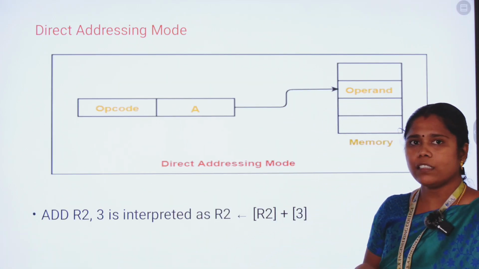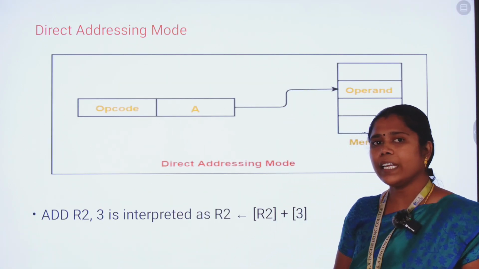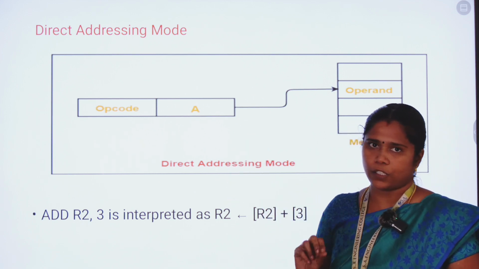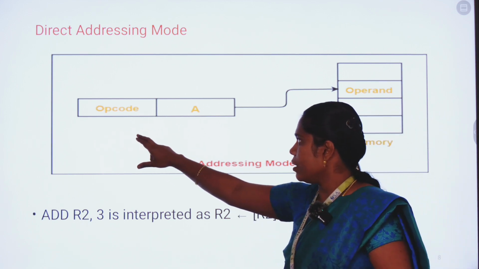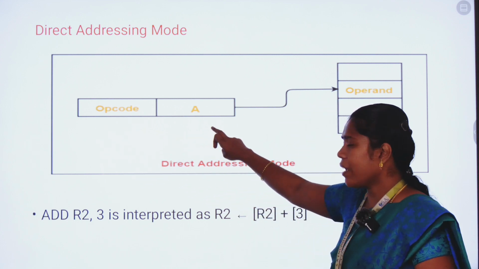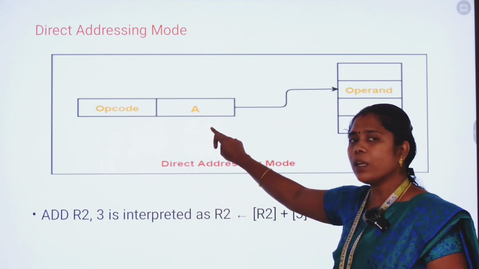The next type of addressing mode is direct addressing mode. Here we can directly go to a memory location to fetch the operand. Here is the format for this. We have an opcode, which says what type of instruction needs to be performed, and we have an address location that specifies a memory location.